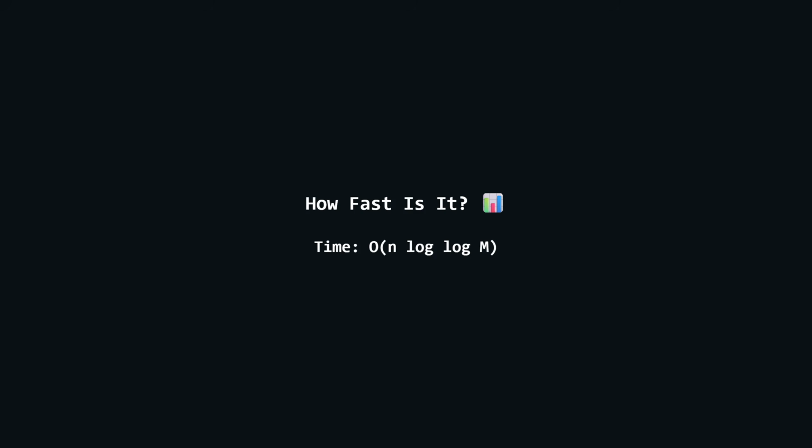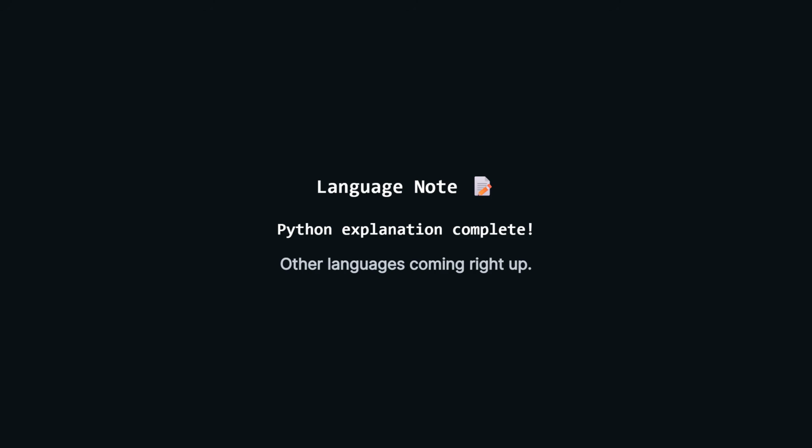Let's quickly talk about complexity. The time complexity is big O of n times log m, where n is the number of elements in our array, and m is the maximum value in the array. Building the hash map takes order n time. For each unique number, we might square it a few times, but as we proved earlier, because m is capped at 1 billion, the number of squaring steps is tiny, basically a constant. The space complexity is order n, because in the worst-case scenario, every number in the array is unique, and our hash table will need to store an entry for every single one of them. Alright, that covers the Python solution.